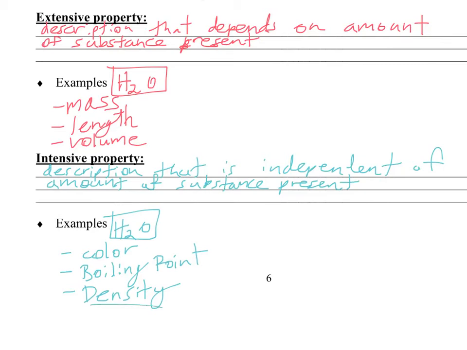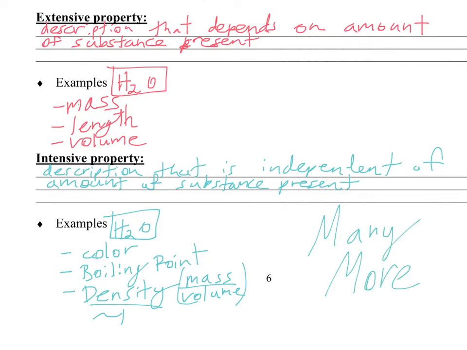The density is one that people struggle with because it has to do with mass and volume, but looking at that graph from the previous page, we talked about the fact it was also just the slope because it's this constant ratio of mass per volume. So this relationship of mass and volume will be the same no matter how much you have. So the density of water is always about 1. There are many more intensive properties than there are extensive properties.